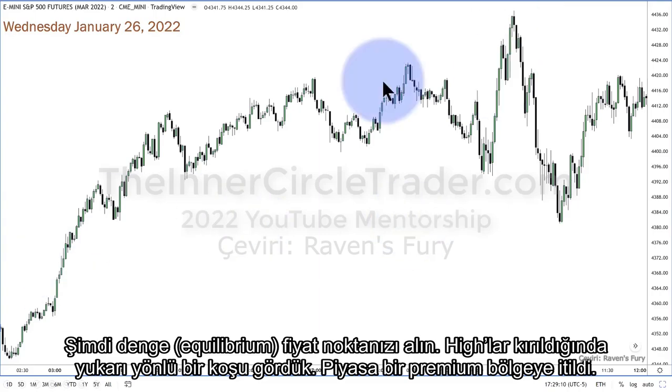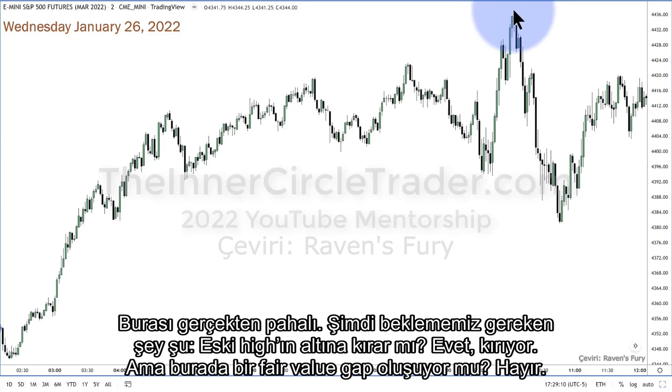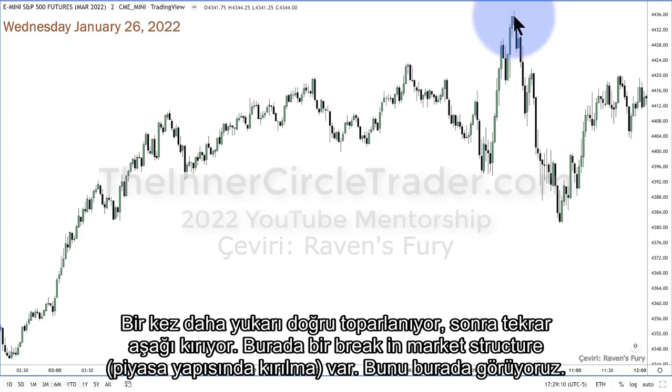As the highs were ran through, we have that run up. The market gets pushed into a premium. It's really expensive. And then we want to wait to see, does it break down below the old high? It does. But does it create a fair value gap in here? No. Then it rallies one more time. Then breaks down again.